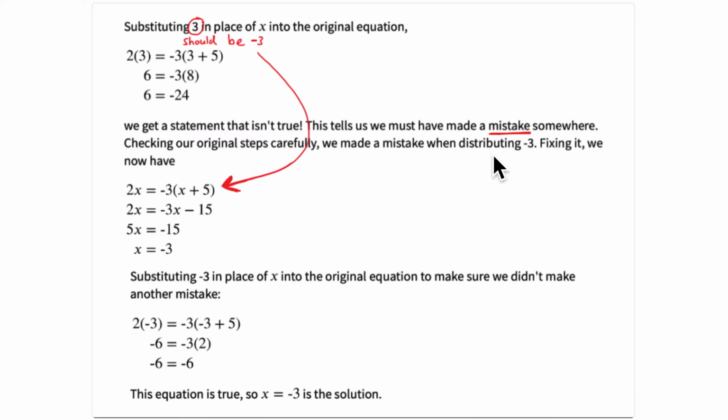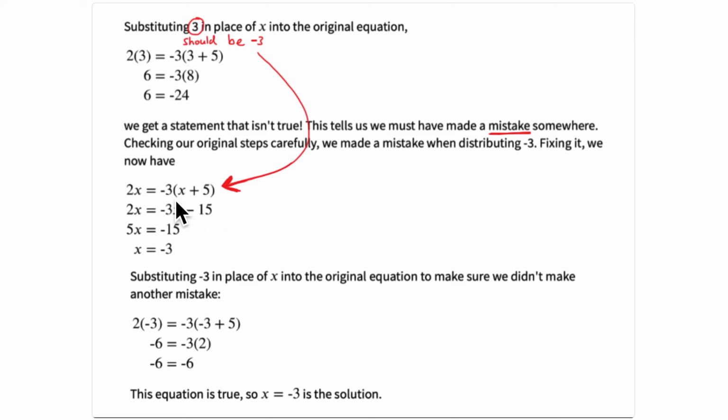We made a mistake when distributing negative 3. Fixing it, we now have... So they say here that they fixed it. So this is a negative 3 times x, which is a negative 3x. But I disagree with what they've done here. They say this is a negative 3 times 5, which is a positive 15, subtracting a positive 15. Now that's true, but I don't know where this subtraction comes from and why they say this is a positive 15.